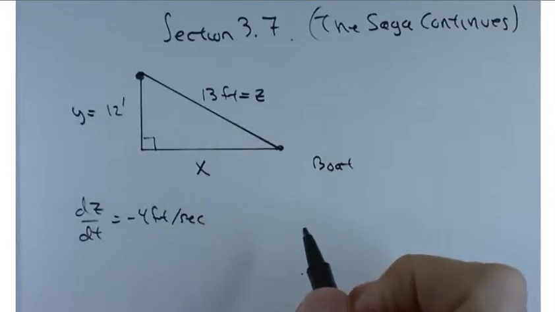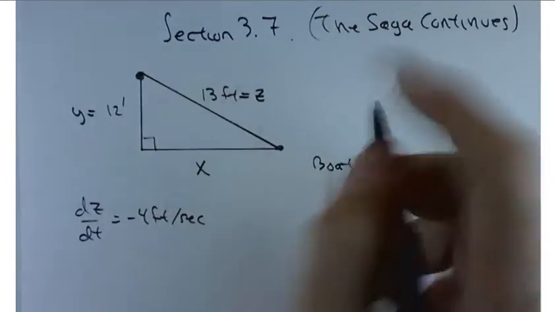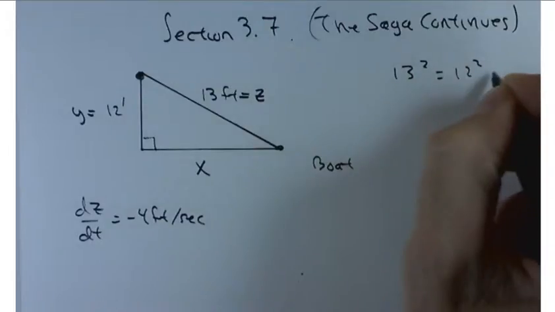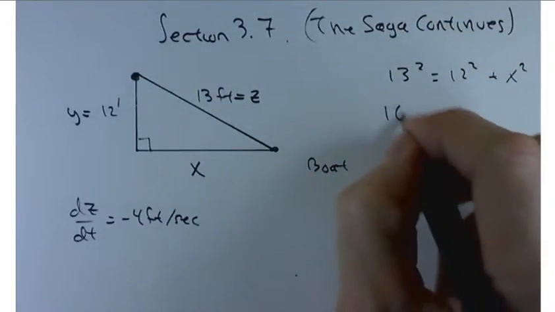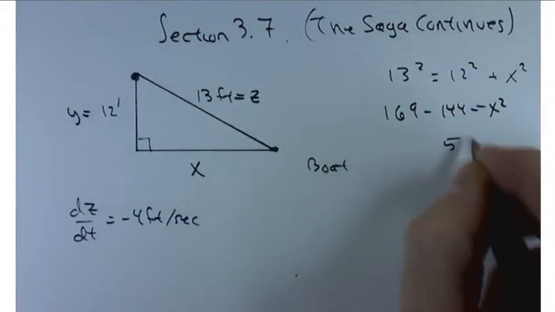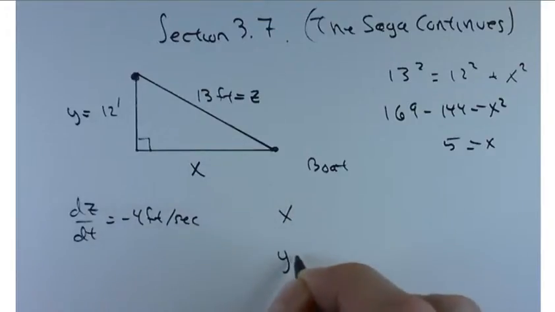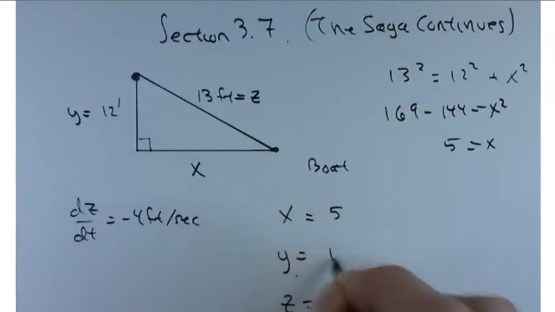Well, I think this is a Pythagorean triple. 13 squared equals, yeah, it's going to be 5. I mean, this is a standard Pythagorean triple. 169 minus 144 equals x squared. X equals 5. So we've got x, y, and z: 5, 12, and 13.